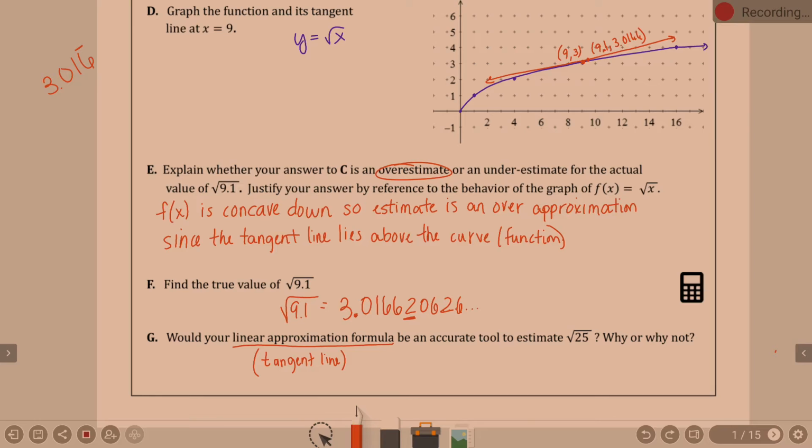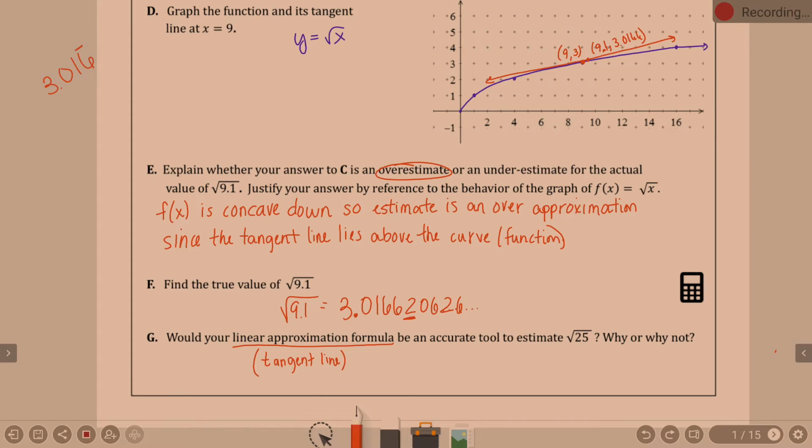Now, this is saying, would the tangent line we found be an accurate tool for the square root of 25? No. Why not? It's an overestimate. But why can I use it for the square root of 9.1 but not the square root of 25? Because the square root of 25 is significantly further along the x-axis.